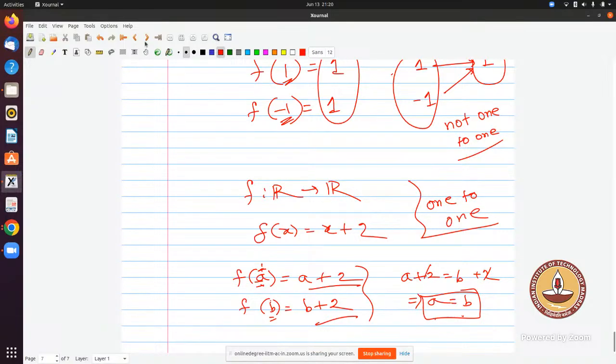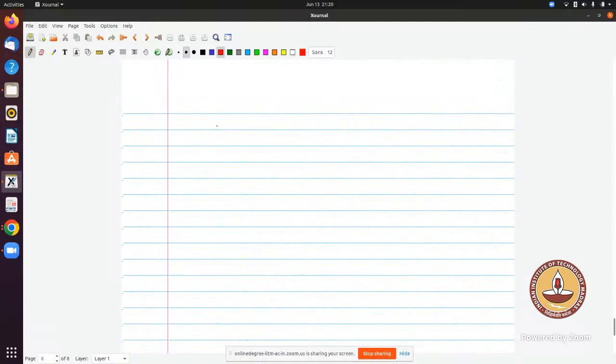Then the next thing is surjective or onto function.